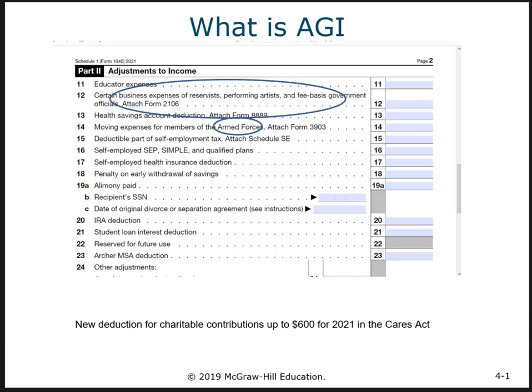So in Chapter 2, we introduced the idea that there are deductions that reduce AGI, and that AGI is an important measure because that's how we determine a lot of our phase-out situations for various credits and other deductions, is where our AGI is.